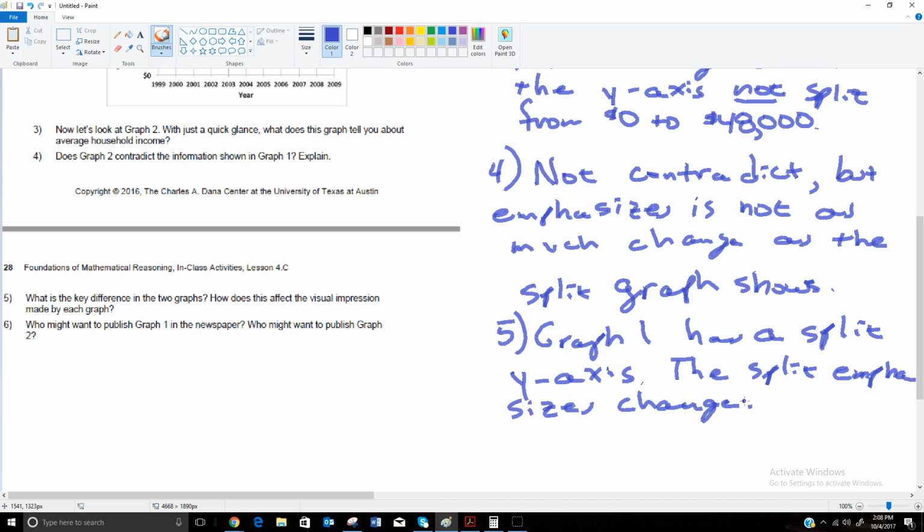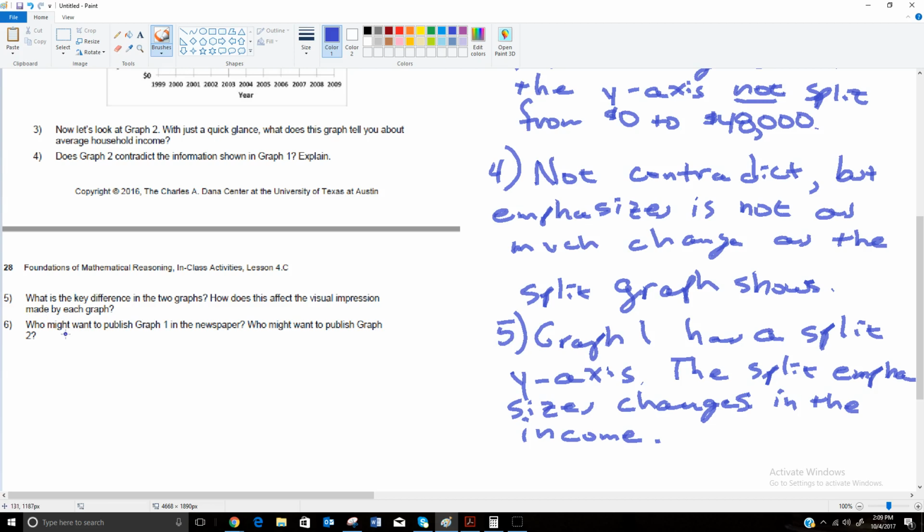Let me add to that, the changes in the income, whereas up here, with there not being a split in graph 2, it shows that there's really not as much change as it appears to be in the split graph. The split graph is a little bit misleading, the first graph. The second graph is more accurate without the split axis. It makes you realize that the change wasn't as much.